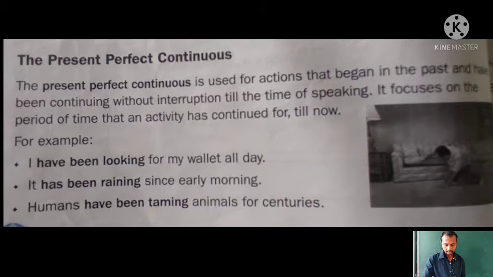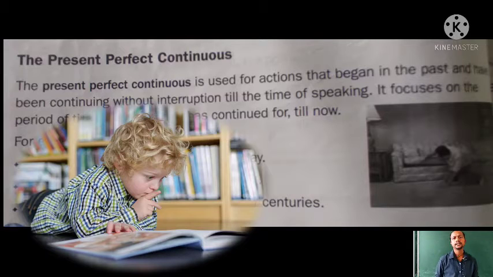In the further reading we can come across this. See friends, the present perfect continuous tense, to start with, it says the present perfect continuous is used for action that began in the past and has been continuing without interruption till the time of speaking. It focuses on the period of time that an activity has continued for till now. Okay, that means any action that starts in the past.